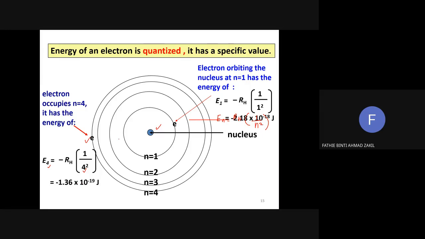Okay, so dia depends on kat manalah elektron ni berada. Kalau dia ada dekat 3, so you boleh calculate E3. Kalau dia berada dekat n is equal to 2 elektron, so you boleh calculate E2.